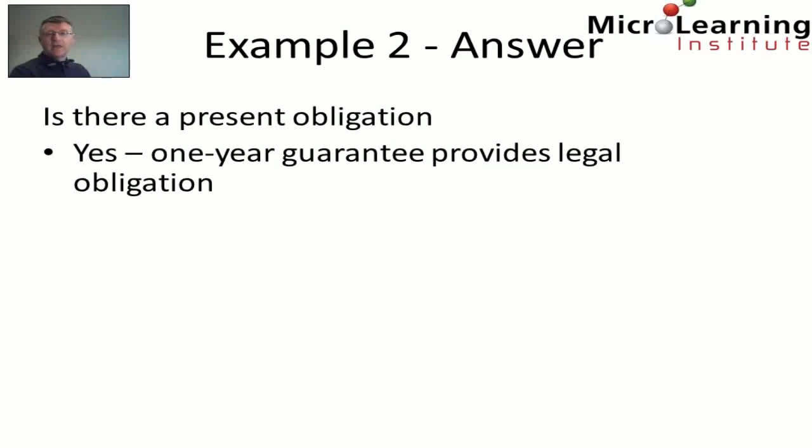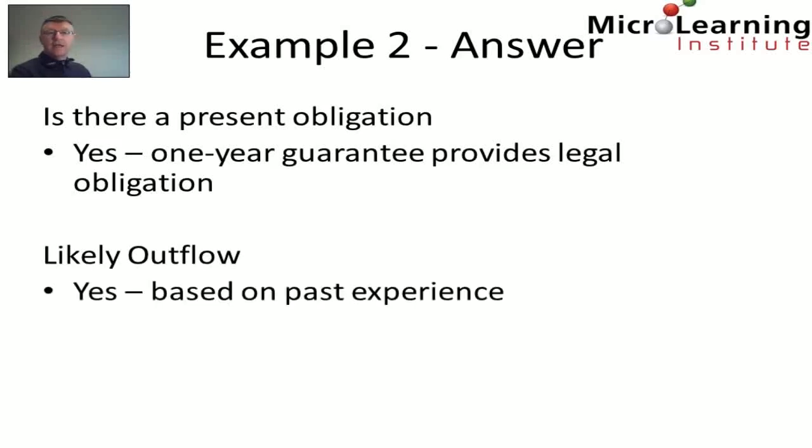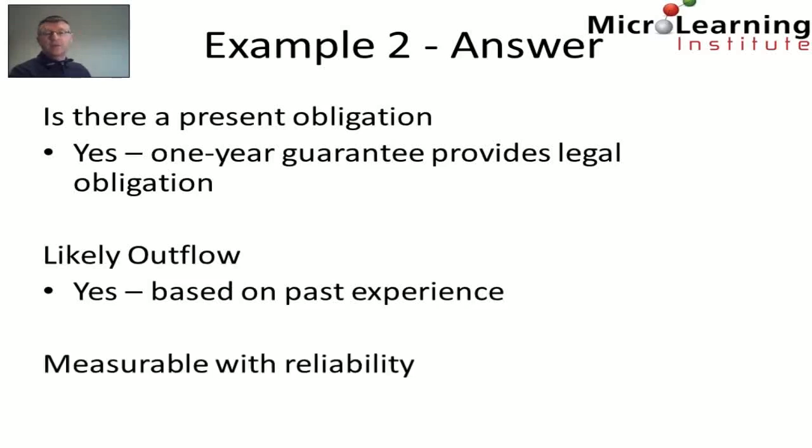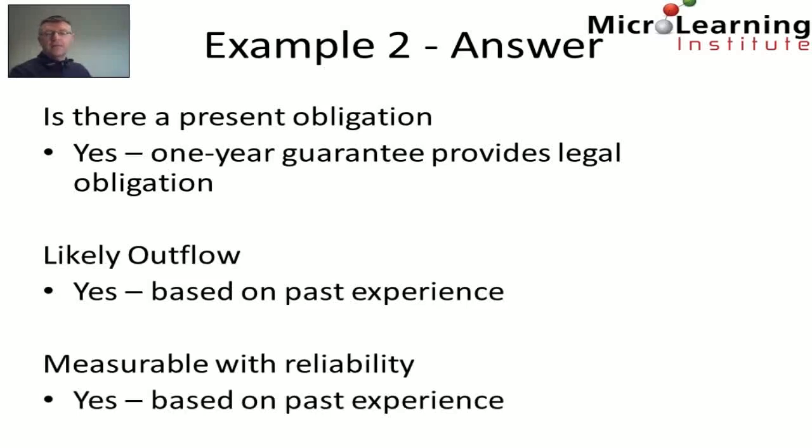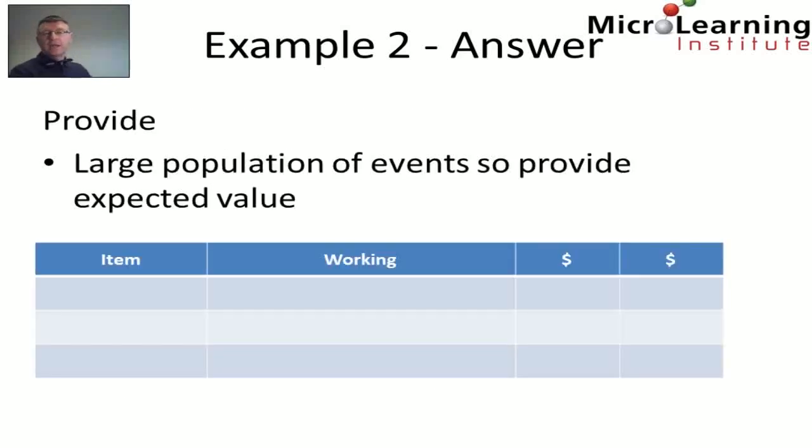We have a legal obligation because we've provided a 1-year guarantee. Next, is there a likely outflow? And yes, based on past experience, it will cost our company some money to restore or replace. And finally, is it measurable with reliability? And again, yes, based on past experience, we have some reliable indicators of what the costs are likely to be. So therefore, because we can answer yes to all of those questions, we provide.